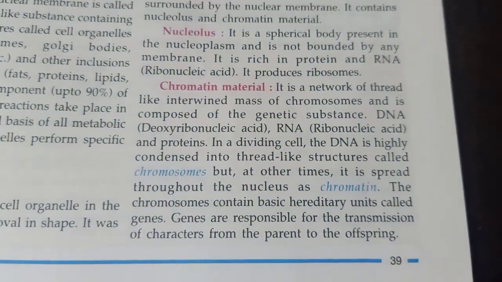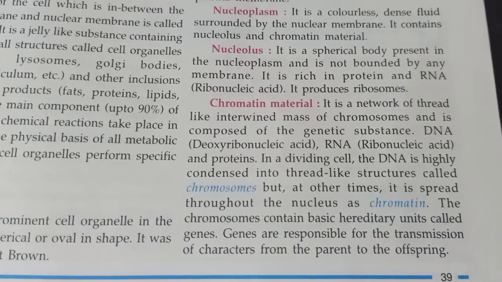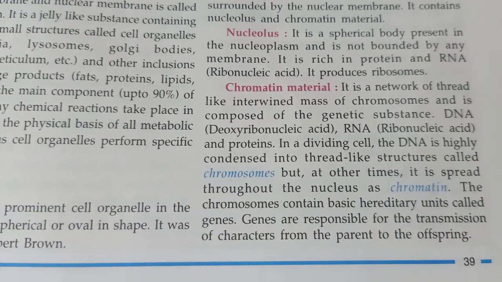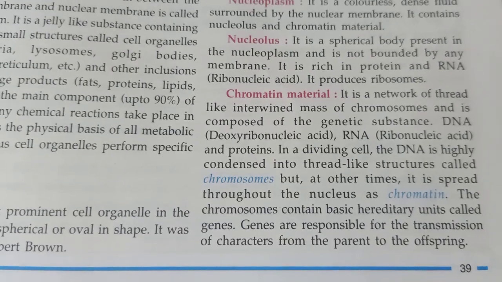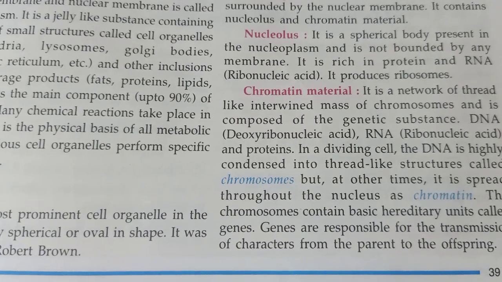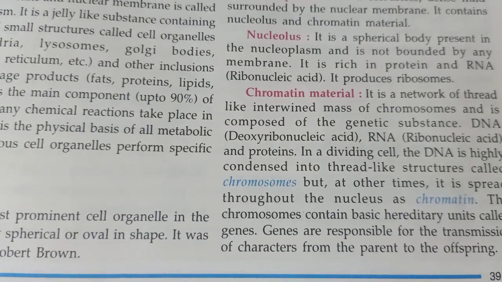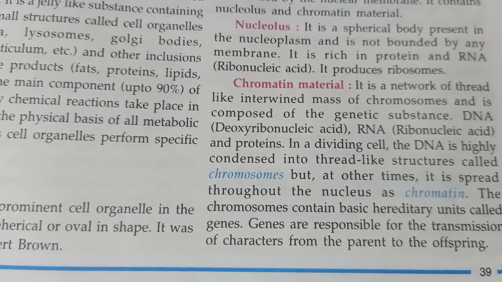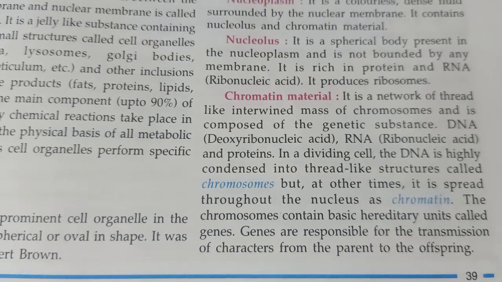Now in a dividing cell, the DNA is highly condensed into thread-like structures called chromosomes. But at other times, it is spread throughout the nucleus as chromatin. The chromosomes contain basic hereditary units called the genes.